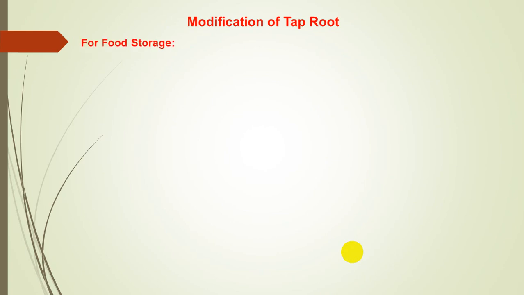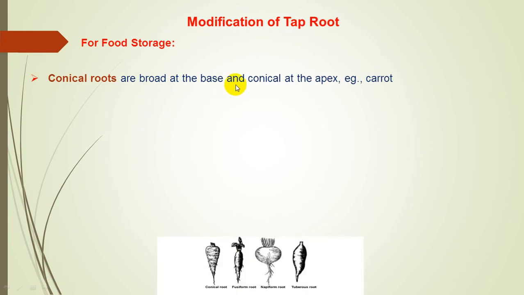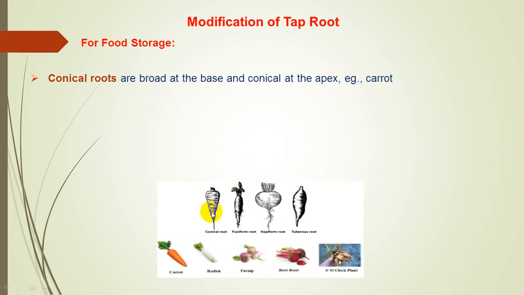As we have discussed, there are certain purposes for the modification of roots. The first purpose is food storage. On the basis of food storage, roots acquire different shapes and they have been divided according to their different shapes. The first one, as you can see over here, the conical roots, are broad at the base and conical at the apex. Example is carrot. Here in this image, you can see they are broad at the base and conical at the apex.